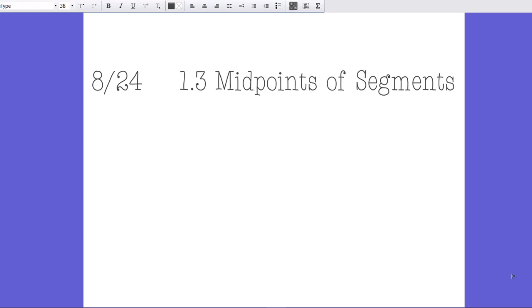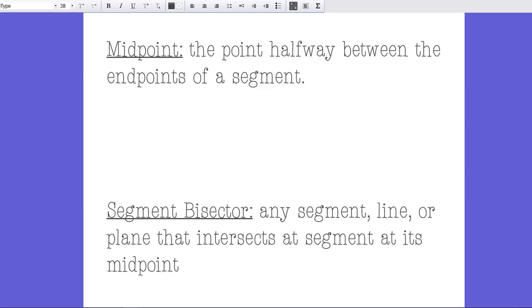Today our lesson is about midpoints of segments. So go ahead and date your page in your notebook and title it 1.3 midpoints of segments. Okay, midpoint is the point that's halfway between the endpoints of a segment.